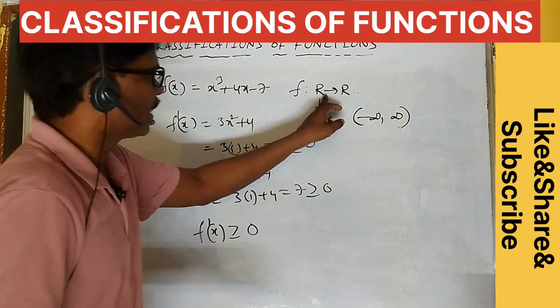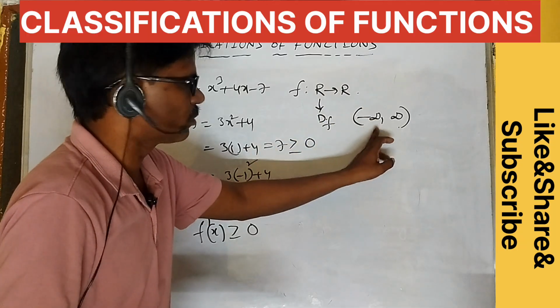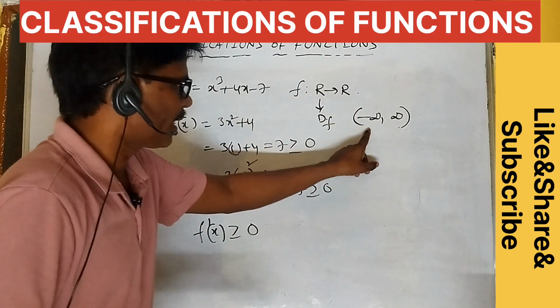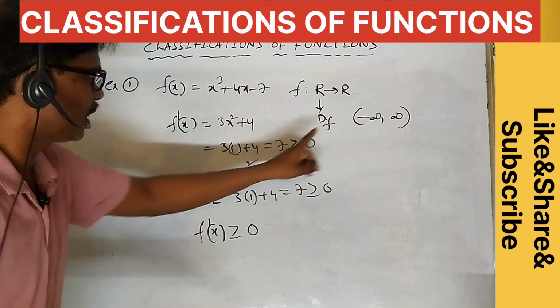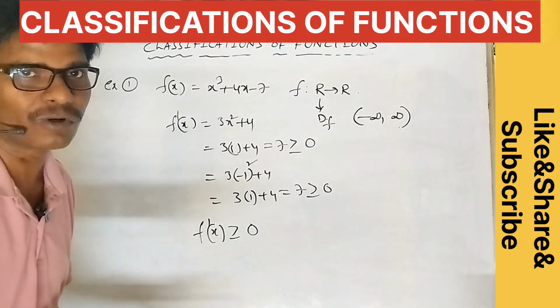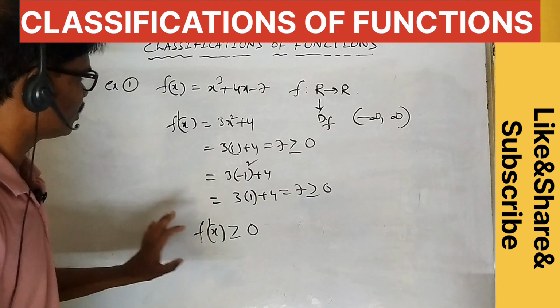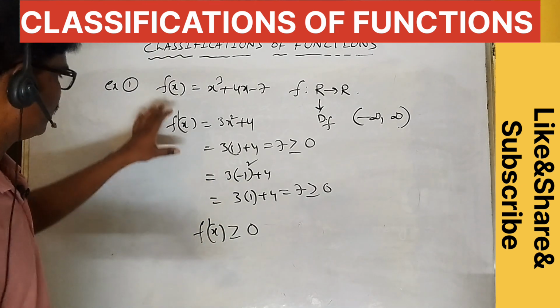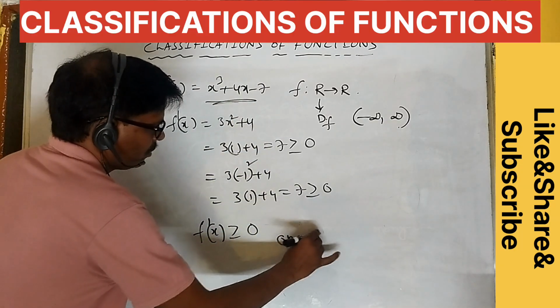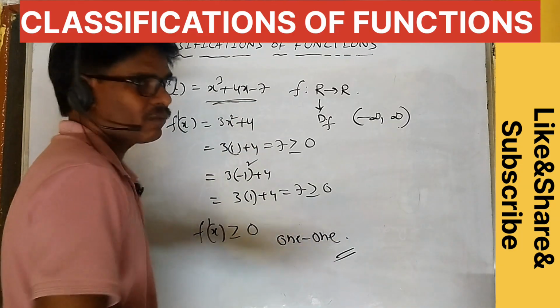The domain is equal to minus infinity to plus infinity, R. Substitute any value you have, and f'(x) is greater than or equal to 0. This being greater than or equal to 0 means the function is a one-one function. Next, one more example.